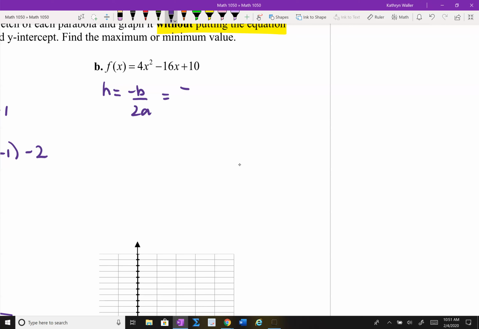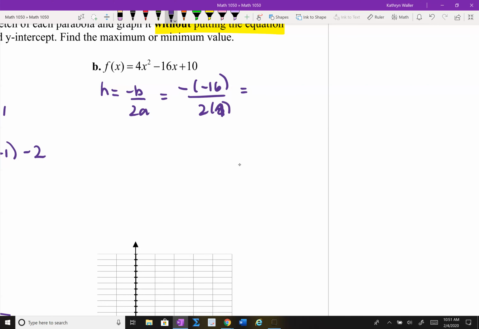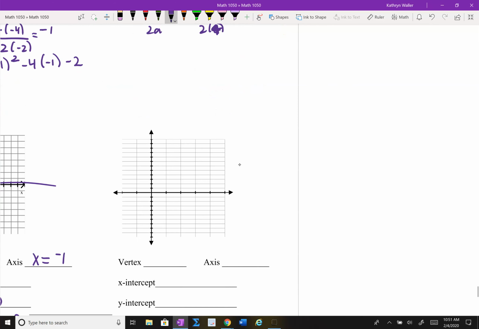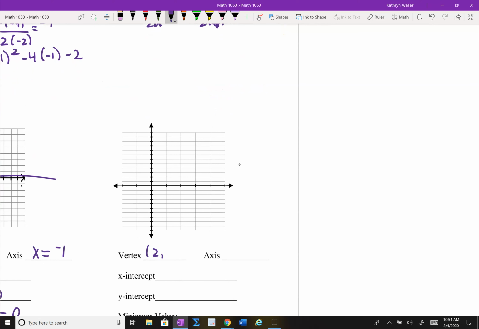So it's -16 over 2 times 8. You guys, 2 negatives. What's my sign? Positive. That's 16 over 16. Oh, this is 2 times 4, sorry. 2 times 4, not 2 times 8. So that's 16 over 8, which is a 2. So I know my vertex is going to be 2, something.